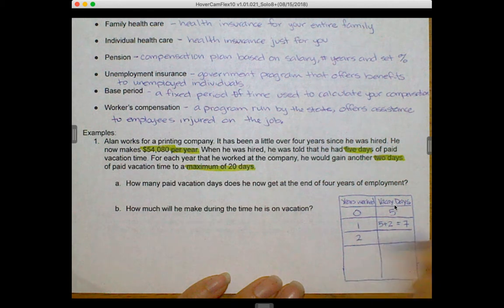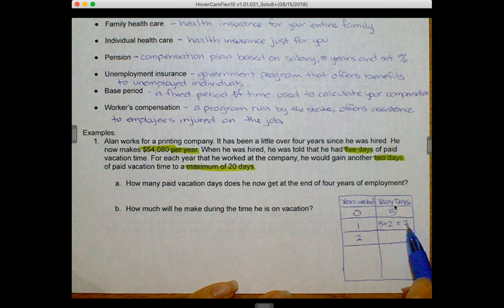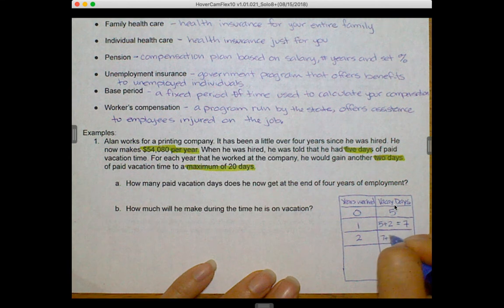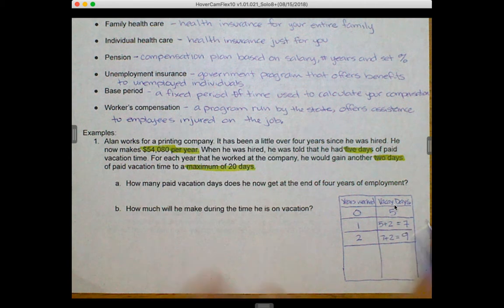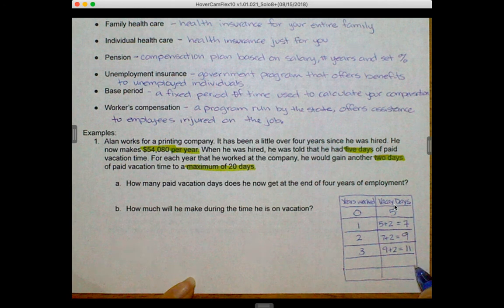Once he finishes year 2, he gets to add on 2 more days to what he had before. So he had 7 plus 2 more days. He's going to have 9. At the end of year 3, he's going to have 9 plus 2 more days, so that would be 11. The end of year 4, he's going to have what he previously had plus 2 more. So that's 13.